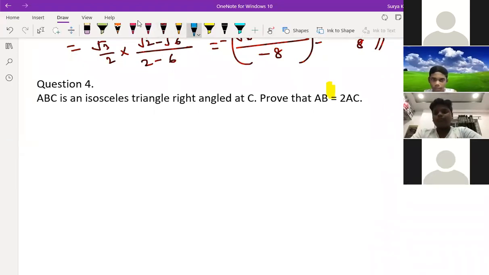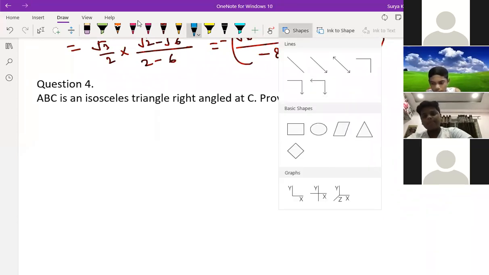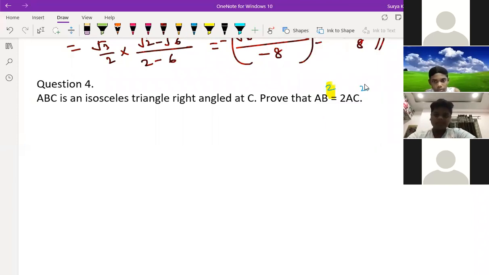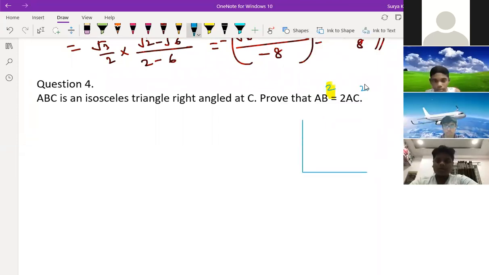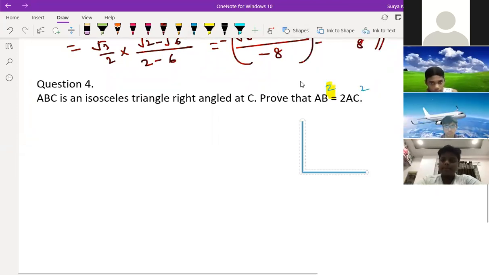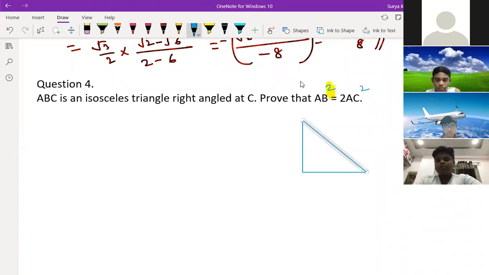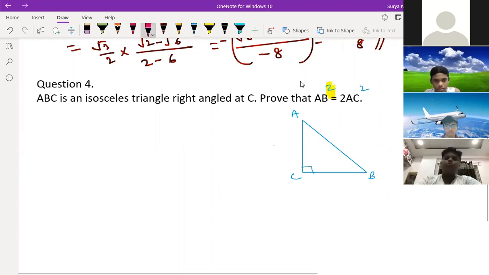Rasul, can you do this question? See, first I'm drawing a right angle triangle here. So right angle at C. So you write here A and here B. Okay, so we can write it as ABC isosceles triangle, right angle. Isosceles triangle means these two sides are equal. It means that AC is equal to BC.